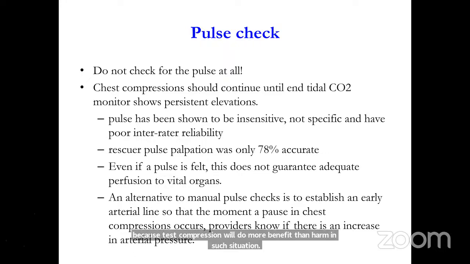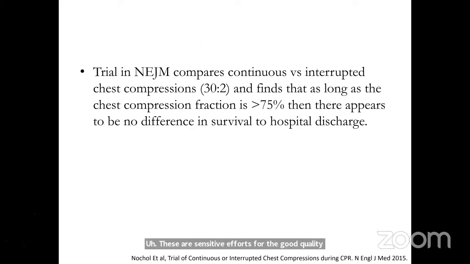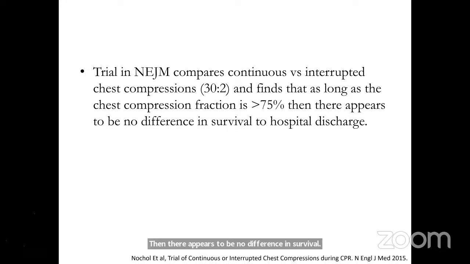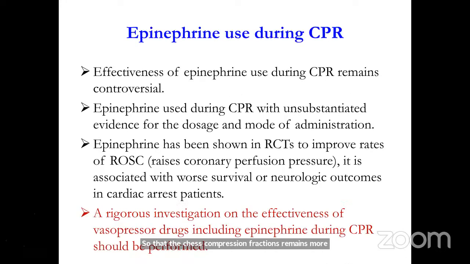Moreover, we are looking at other parameters, such as end-tidal carbon dioxide, which is again one of the important parameters for looking at the perfusion happening in these organs, and hence it needs to be used in resuscitative efforts for good quality chest compression. A trial in NHM way back compared continuous versus interrupted chest compressions and found that as long as the chest compression fraction is more than 75%, there appears to be no difference in survival. So that's why we are trying to focus on checking additional things, spending additional time on other things, so that the chest compression fraction remains more than 75%, and then it improves the outcome of patients with cardiac arrest.